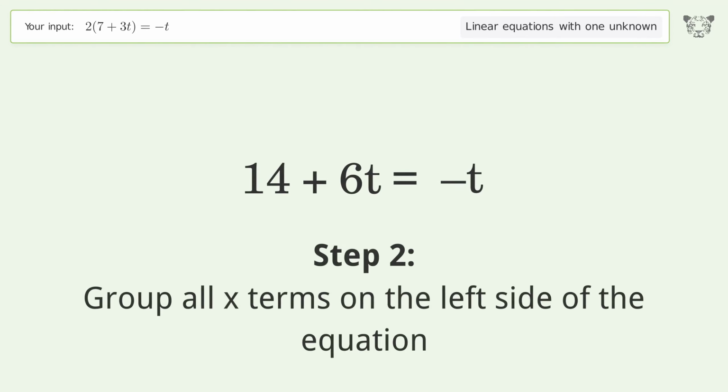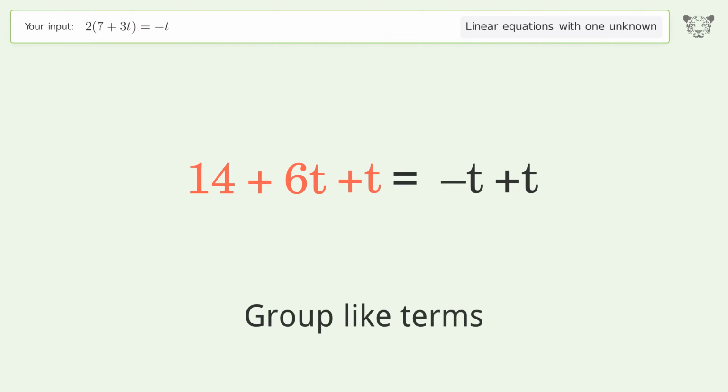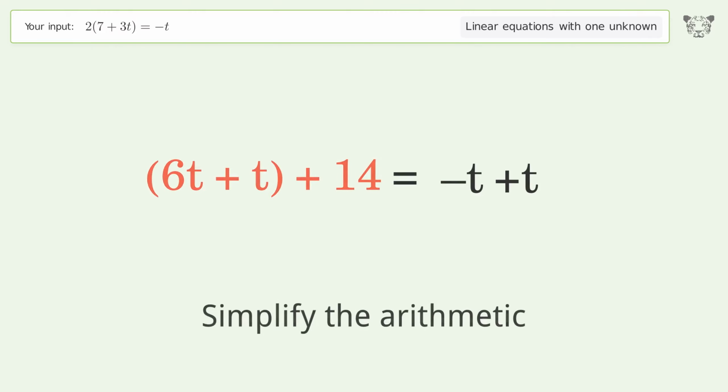Group all x terms on the left side of the equation. Add t to both sides. Group like terms. Simplify the arithmetic.